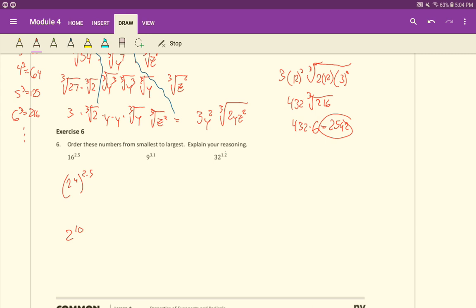Okay, and then 32 as well can be written as a power of 2. 32 is 2 to the 5th to the 1.2. And again, we have a power to a power situation, so we can multiply. And we get 2 to the, excuse me, 2 to the 6th. Okay, and then 9 to the 3.1 though, well, that's a little bit trickier because 9 to the 3.1 is not a power of 2. But we can rewrite 9 as a power of 3. It's 3 squared to the 3.1, which will give us 3 to the 6.2.